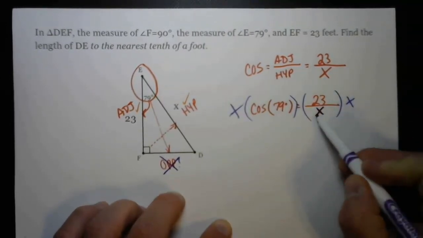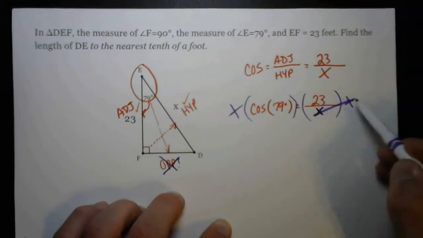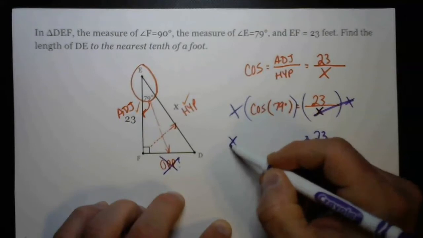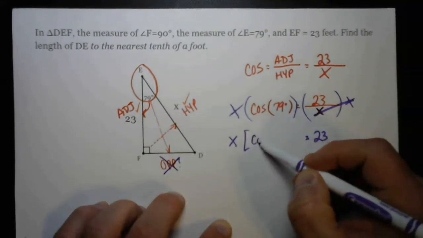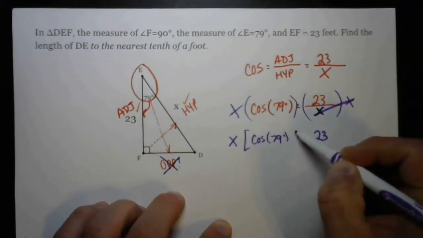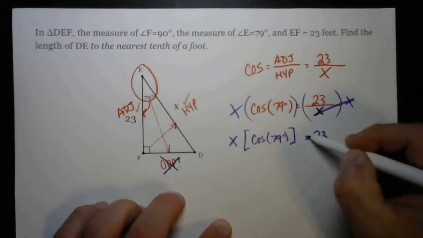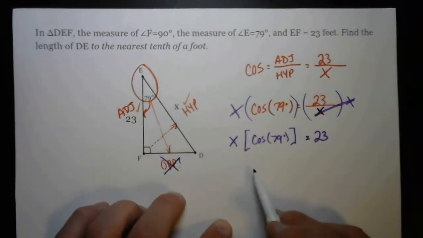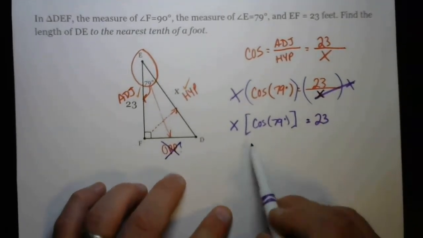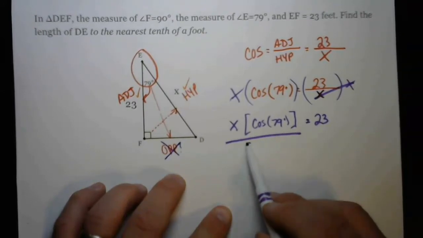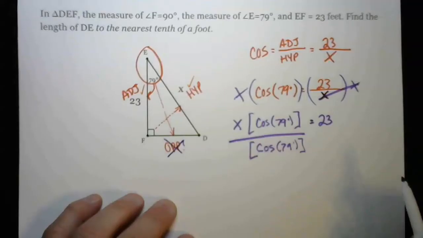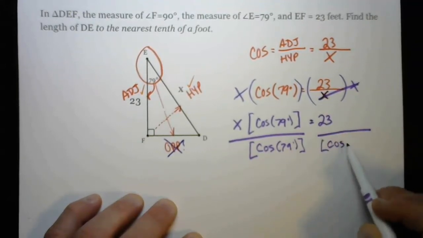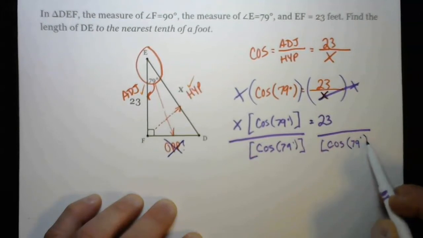So these over here cancel. 23 times x divided by x is just 23. And over here I have x times the cosine of 79 degrees equals 23. Now I'm trying to get x by itself. So I'm going to divide both sides by cosine of 79 degrees. What I do to one side, I must do to the other.